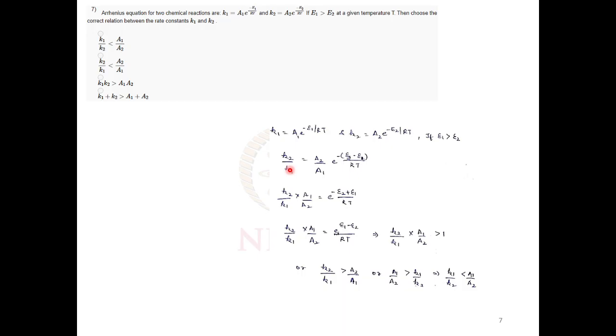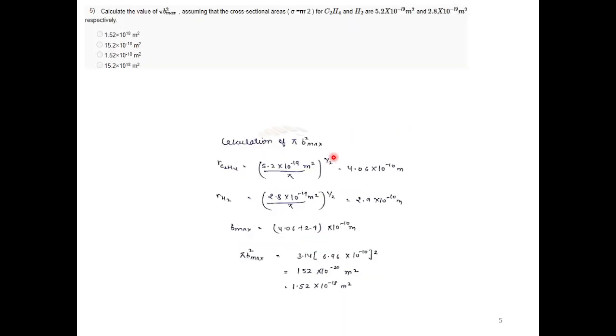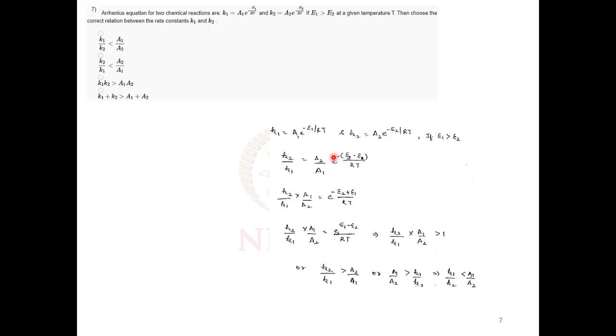So k1 equals A1 e to the power minus Ea1 by RT, followed by this one, k2 equals A2 e to the power minus Ea2 by RT. So if you divide these, k1 by k2 is basically less than A1 by A2. So this is the 7th question.